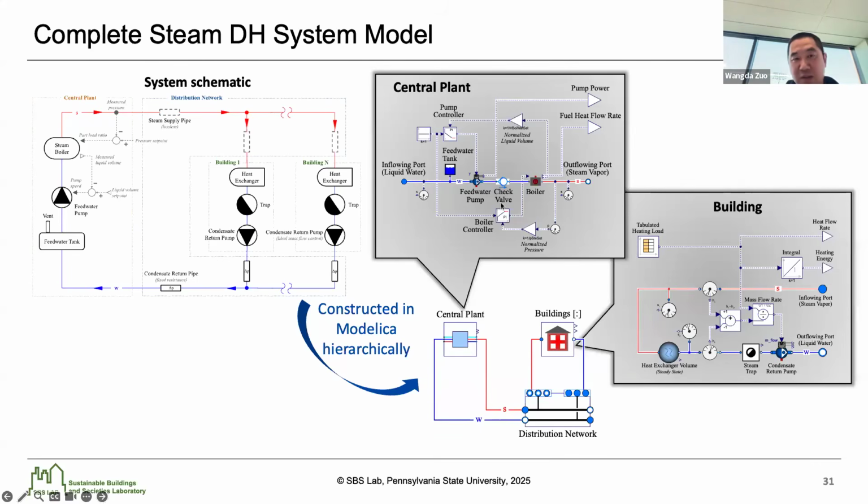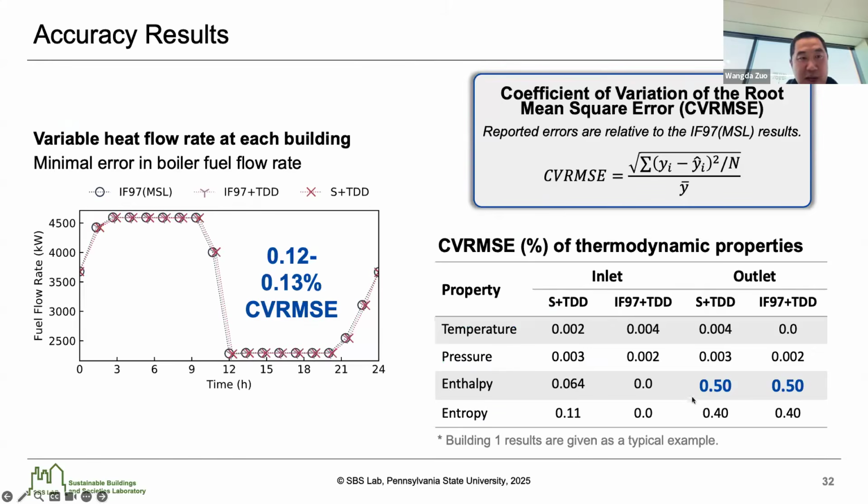And then if you open the central plant, you can see the feed water tank, feed water pump, check valve to the boilers, right? Then you have the steam coming out. Then same thing on the building side, basically we have heat exchanger for volume, then we have the condenser return pumps, then the steam traps, all these key components.